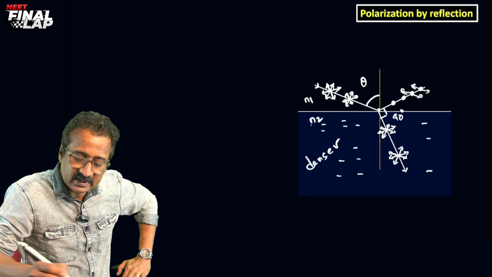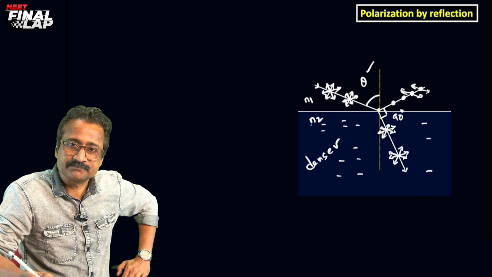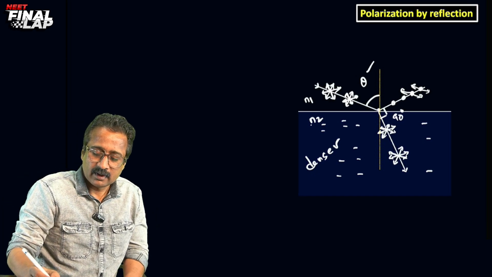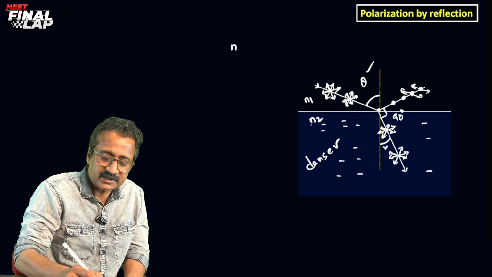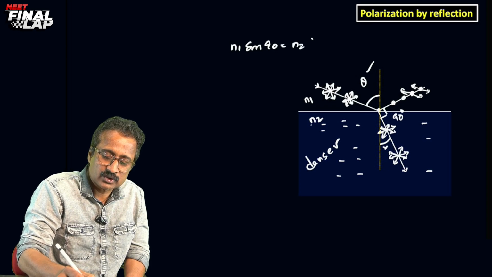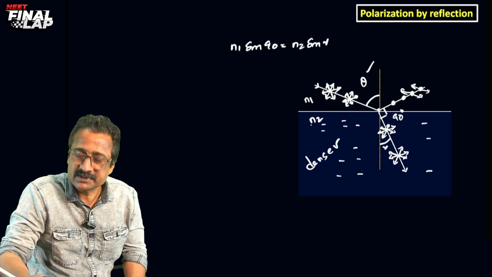If this is n1 and n2, and this angle is theta, I think you can easily apply your law of refraction here. For a moment we believe that this is r. You can apply the law of refraction: n1 into sine 90 is equal to n2 into sine r. That's the law of refraction here.